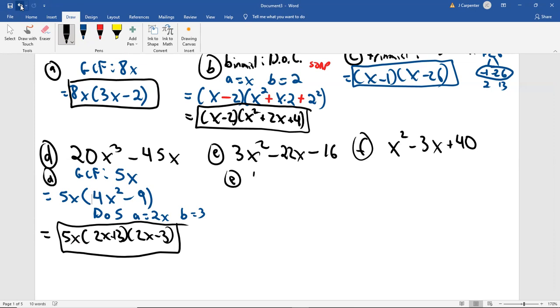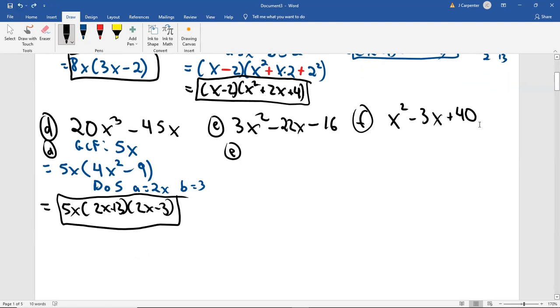E, I'm probably going to take up this whole space over here, so we'll do F a little lower. E, 3x squared minus 22x minus 16. Get in this habit. Is there a GCF? Why no, Mr. Beckner? There is no GCF. So count the terms. Well, it's a trinomial, which, by the way, this was a binomial. And the leading coefficient is not a 1. So that means we need to use the AC method.